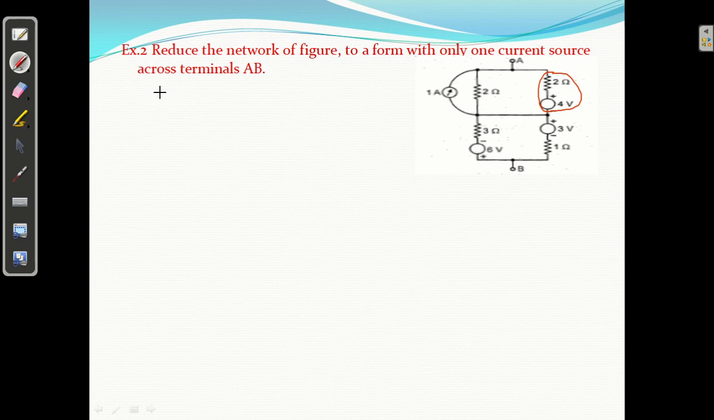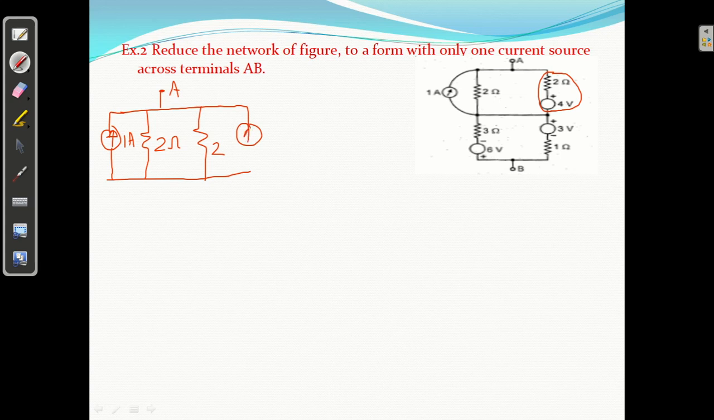So let me do one thing, this is point A, right? This is 2 ohm. This is 1 ampere source. Okay, I am converting this voltage source in series with resistance into a current source. So the 2 ohm resistance will come in parallel and I will get the current source. Towards A side is positive, how much will it be? V upon R equal to 4 upon 2 is 2 ampere, right?